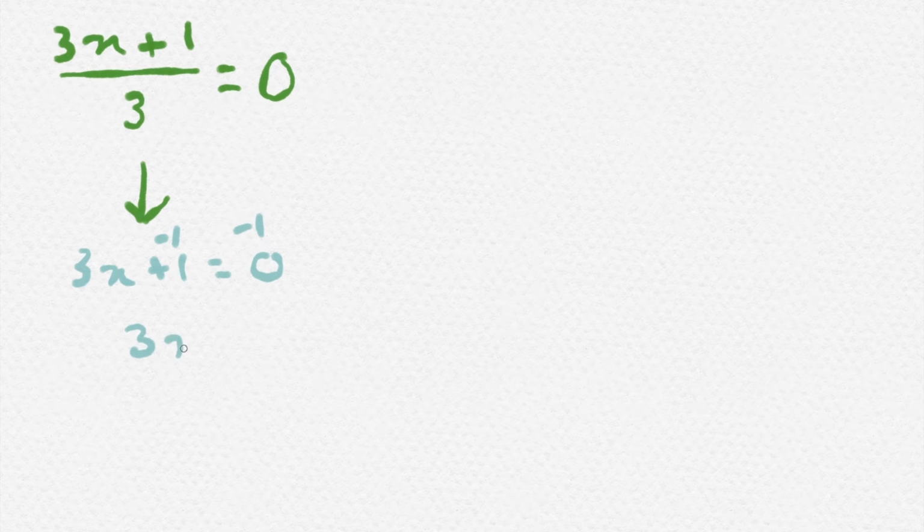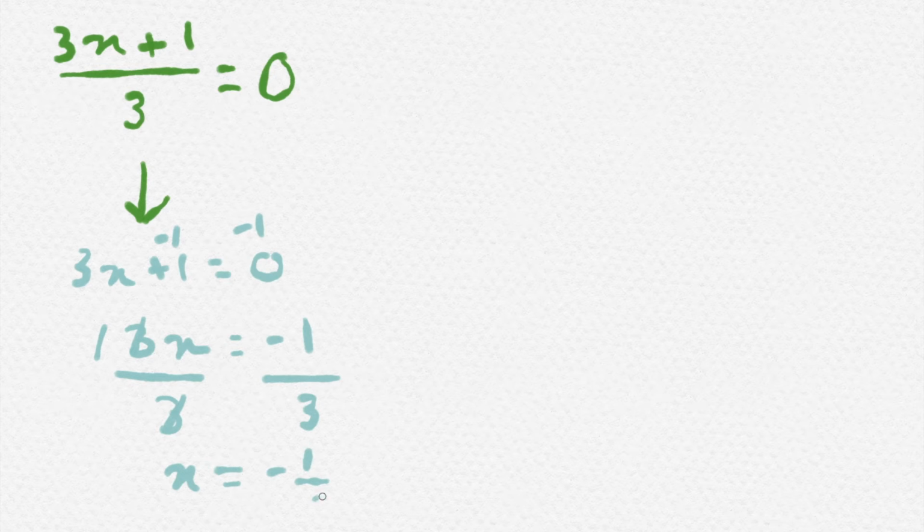Minus 1 from both sides, this will give you 3x is equal to minus 1. Divide both sides by 3. The 3 and 3 cancel out, leaving 1. So, x will be equal to minus 1 on 3. That will be our final answer.